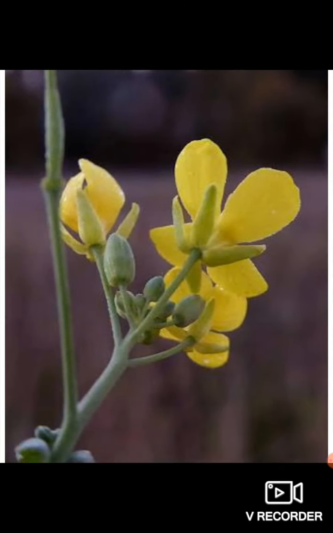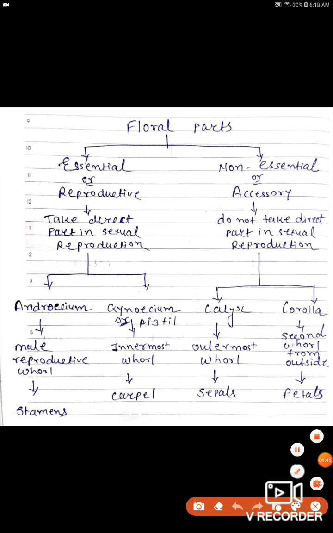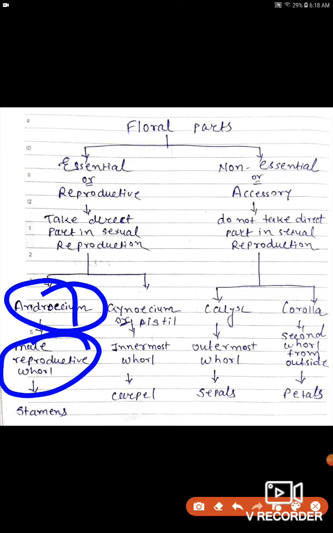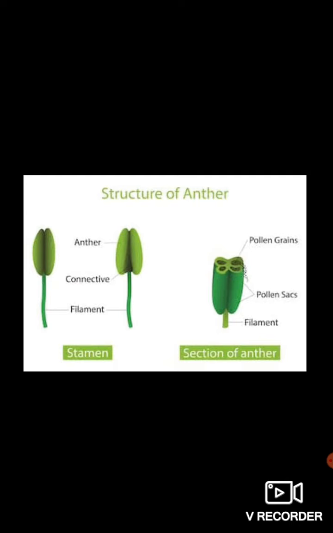Now we will see the third one, androecium, which is called the male reproductive whorl, and the unit is called stamens. Now first we will see the structure of stamens. How does it look?